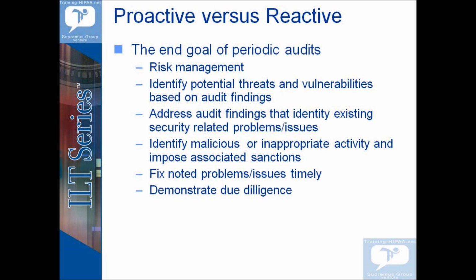Now, the end goal of periodic audits are to assist with risk management, to identify potential threats and vulnerabilities based on those audit findings, to address audit findings that identify existing security-related problems and issues, to identify malicious or inappropriate activity and impose associated sanctions, to fix noted problems and issues timely, and to demonstrate due diligence. As periodic audits happen on a more than annual basis, they should happen at least monthly, and there are 3 different types of audits that should occur at least monthly.